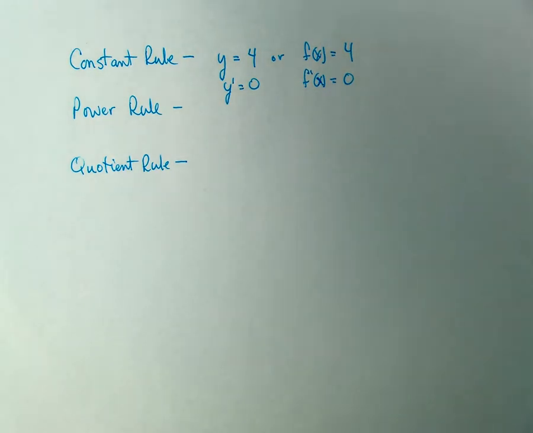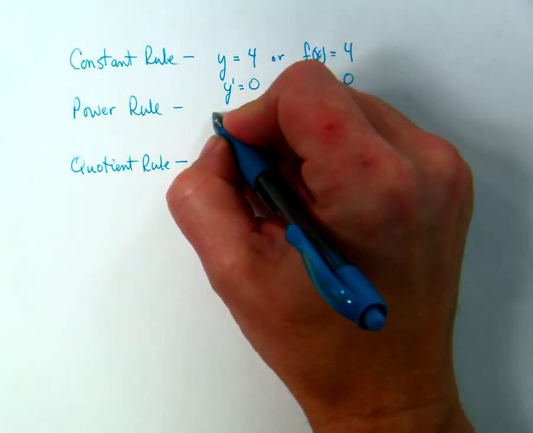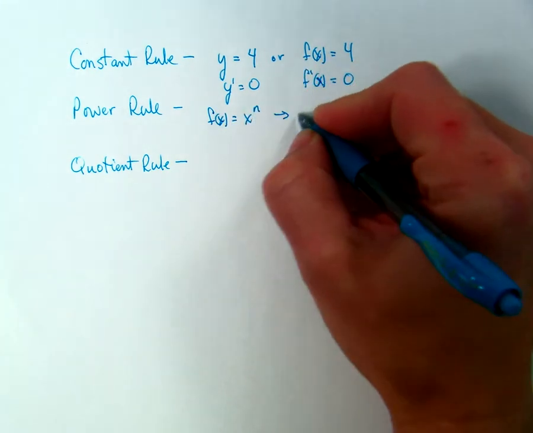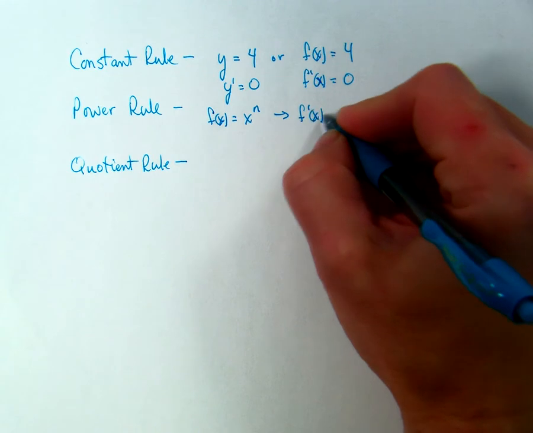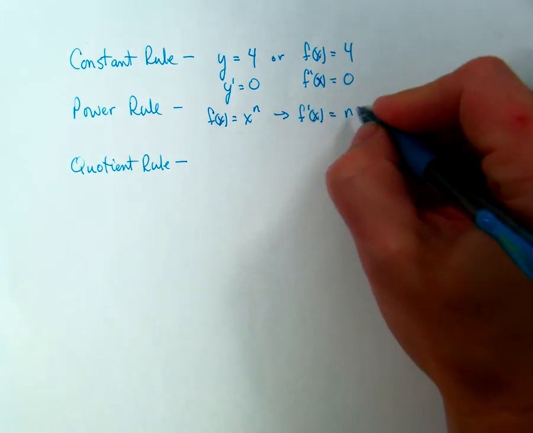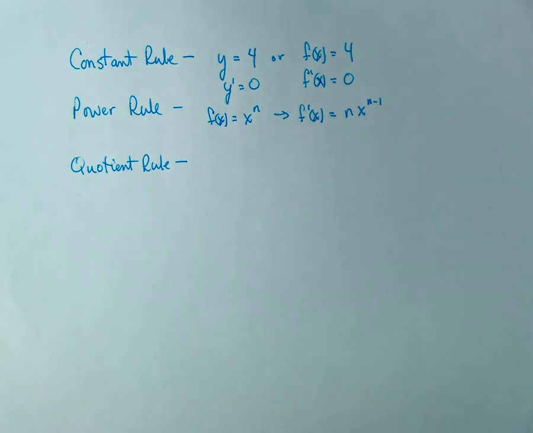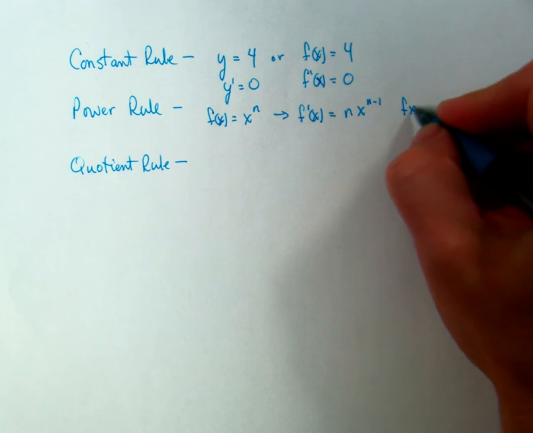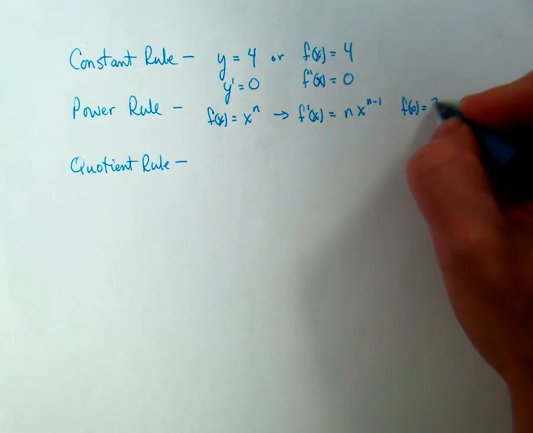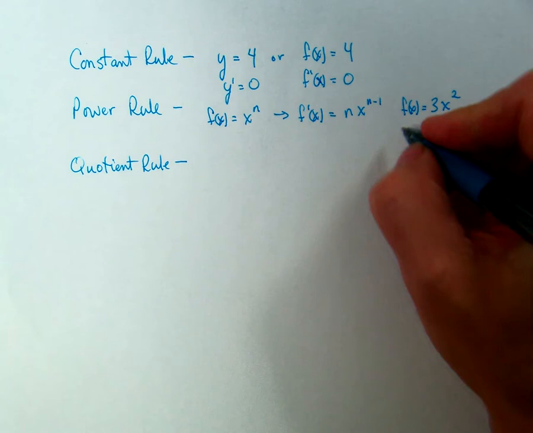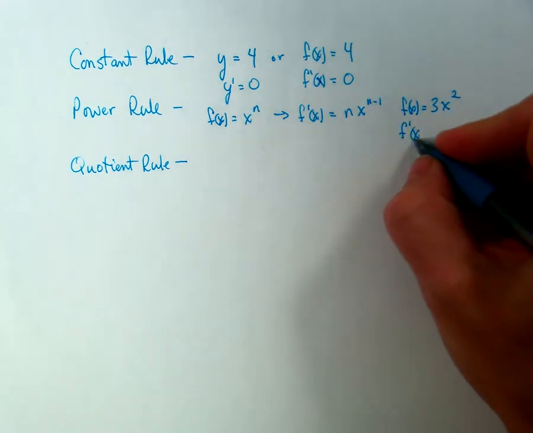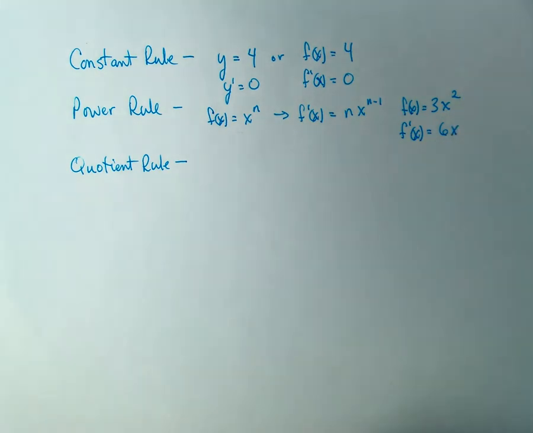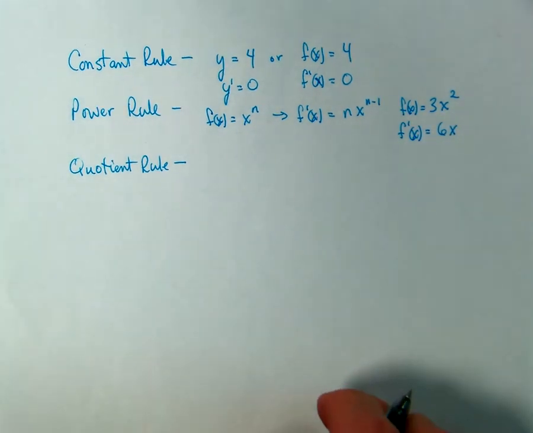The power rule: we know if f of x is equal to x to the n, then f prime of x is going to equal n times x to the n minus 1. That's in our notes, and we know that. An example of that would be if we had f of x equal to, let's just say 3x squared. Then we know that f prime of x is going to equal 6x to the first power. This is 2 minus 1, so that would be the derivative of that according to the power rule.